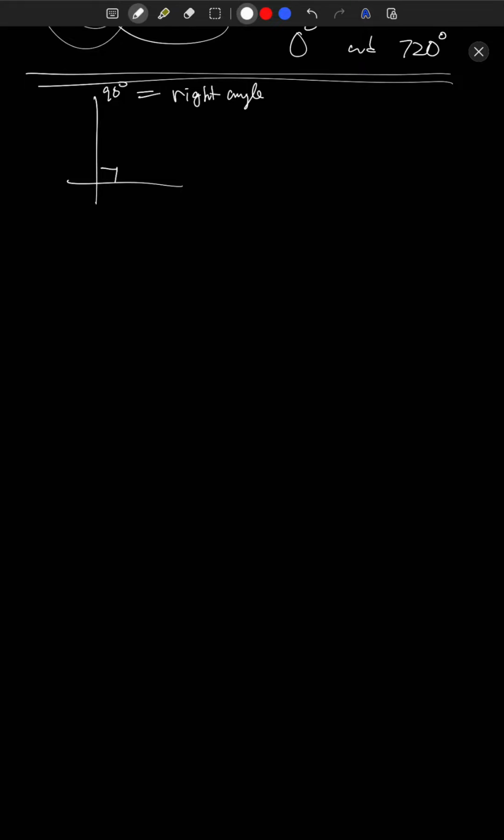Okay, another angle we have a name for is the angle that goes all the way to the opposite side. That's what we call a straight angle.